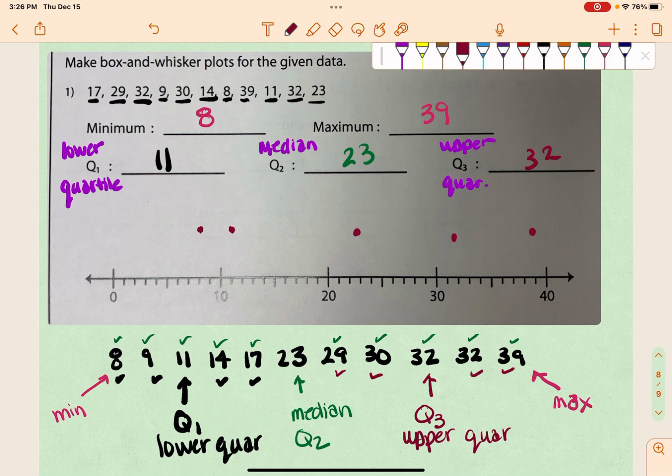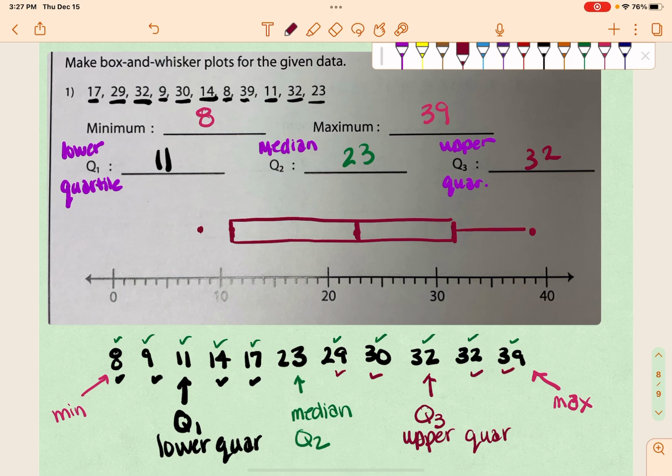Now, if I know this, the 3 points in the middle are going to make the box. So there's going to have to be a box that gets made here. And then I draw a line out to make the whiskers on either end. I'll be honest, 99% of the time when I make them, I write the numbers above it just so I know. So 8, 11, 23, 32, and 39. Just for me, it's easier to do.